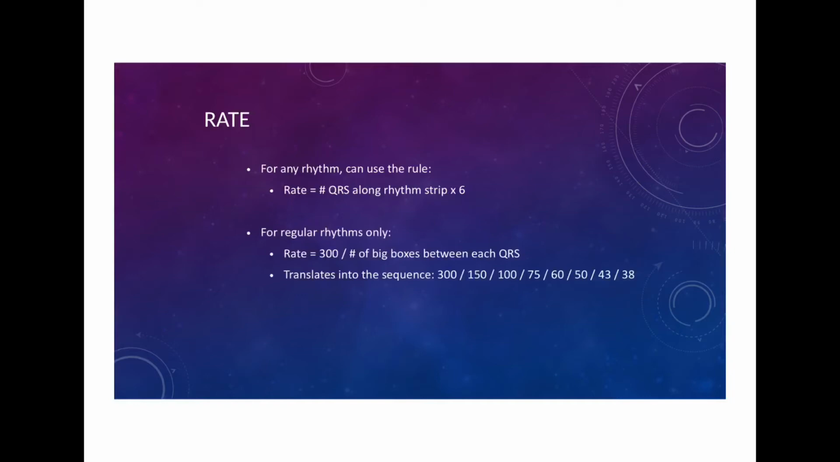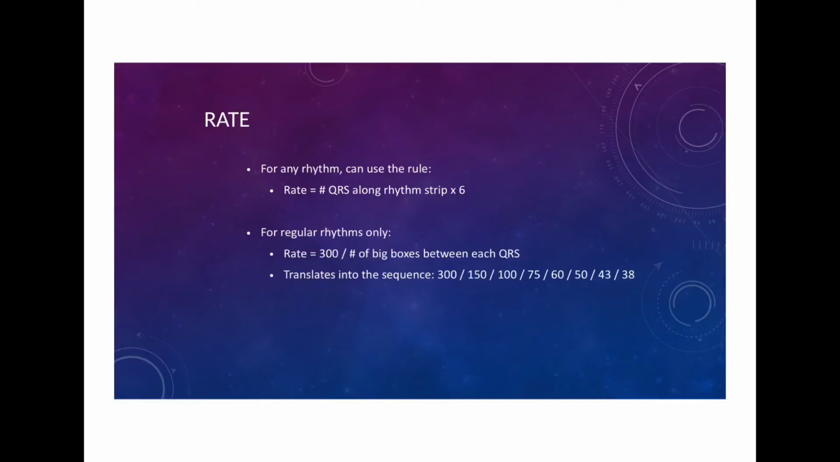Starting off with the rate, there's a few different ways we can use to figure out the rate. One of the most accurate ways, and it would apply for any rhythm, regardless of whether it's regular or irregular, is, since the entire ECG strip measures out 10 seconds, all you need to do is count the number of QRS complexes in the whole strip and then multiply by 6 for 60 seconds, and you'll get your answer.